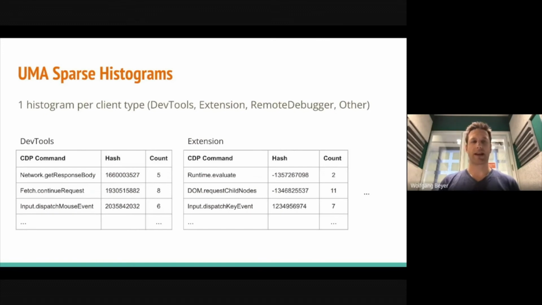In order to collect data and get an idea of usage numbers, we added UMA sparse histograms to log the usage of CDP commands. Sparse histograms map from a large, sparsely populated range of integers to an integer representing a count. We therefore first introduced a mapping from CDP command name to an integer by hashing the CDP command's name. This would be used as the key in the sparse histogram. We added a separate histogram for each CDP client type and started counting how often each CDP command is being used. Now, let's look at some of the results we got.